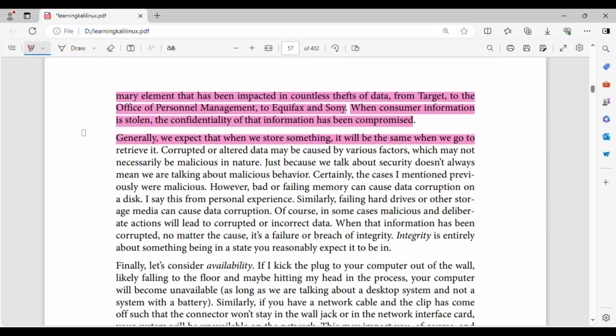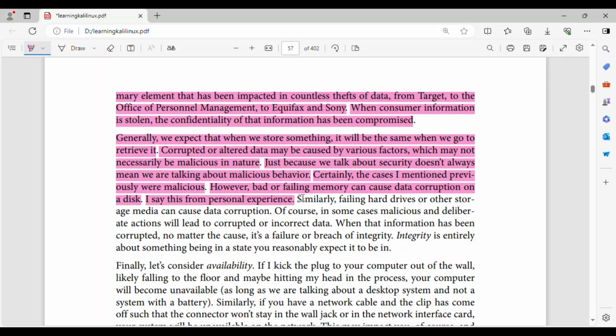Generally, we expect that when we store something, it will be the same when we go to retrieve it. Corrupted or altered data may be caused by various factors, which may not necessarily be malicious in nature. Just because we talk about security doesn't always mean we are talking about malicious behavior. Certainly, the cases I mentioned previously were malicious. However, bad or failing memory can cause data corruption on a disk.